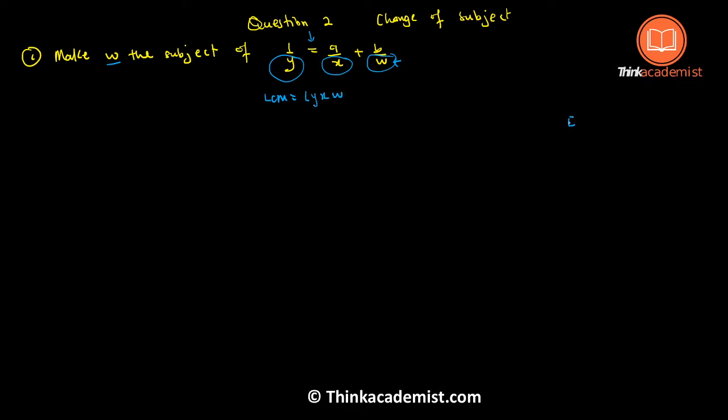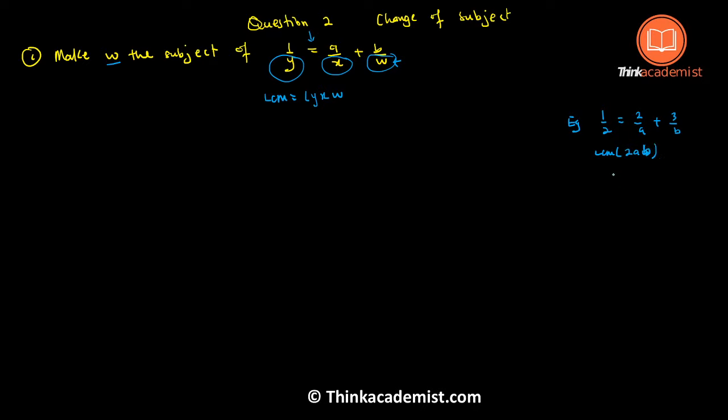Let me give an example here. If I have 1 over 2 equals 2 over A plus 3 over B. If I want to find the LCM for this, the LCM of this is going to be just bringing the whole thing together. Okay?